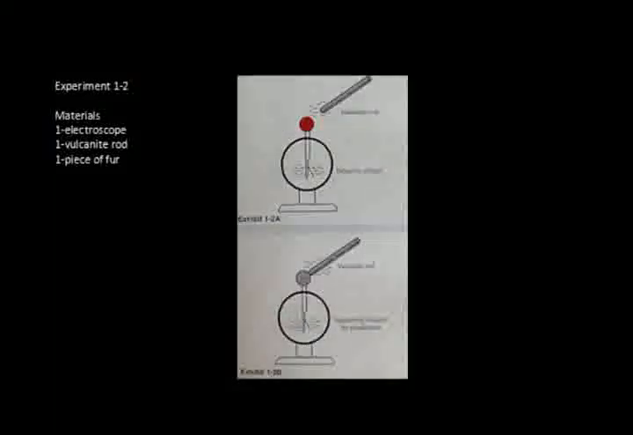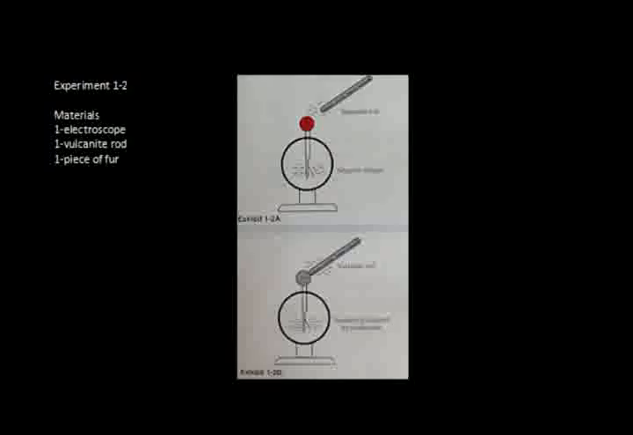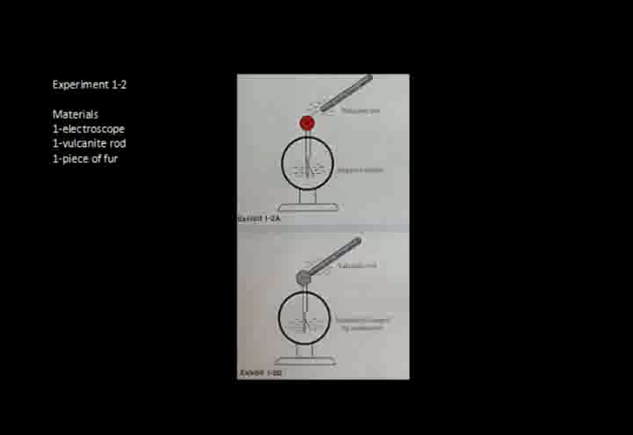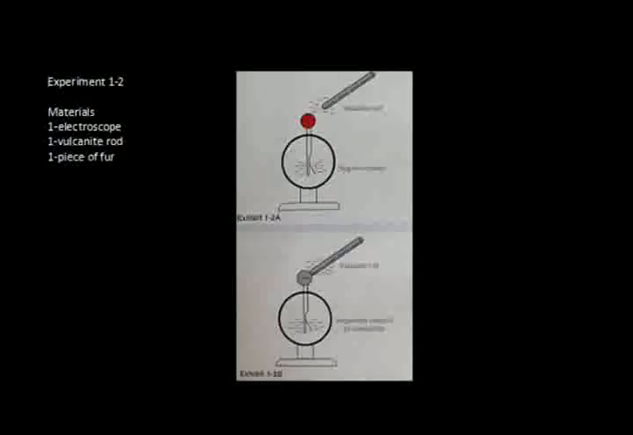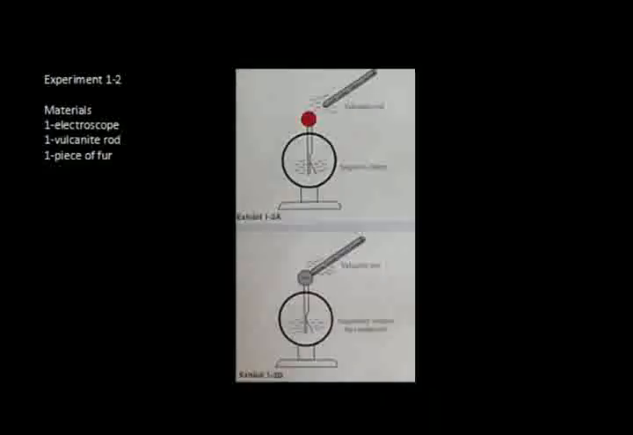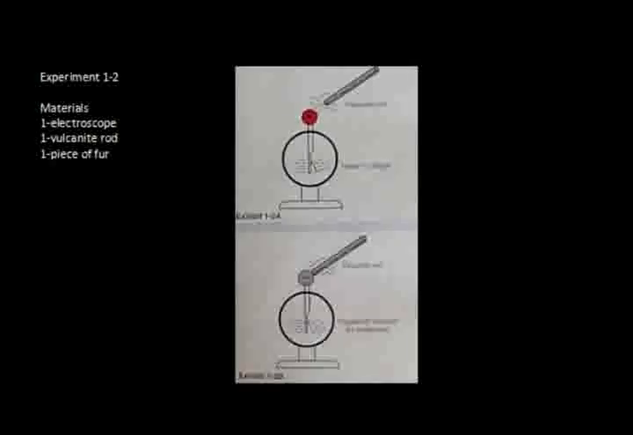Experiment 1-2, examining electrical induction and conduction. These two short tests examine the law of charges using electrical induction and conduction. The materials include one electroscope, one vulcanite rod, and one piece of fur. Step 1. Quickly rub the vulcanite rod with the fur. You have just placed a negative charge on the rod. Electrons have been transferred to the rod from the fur by friction.